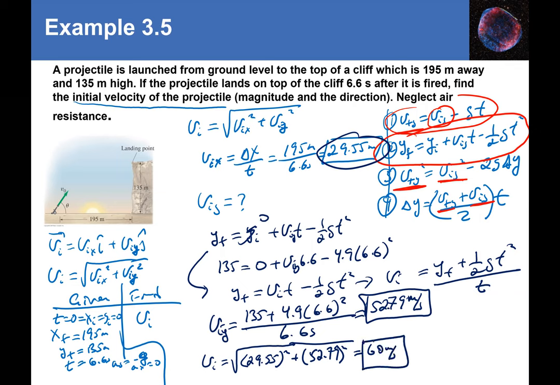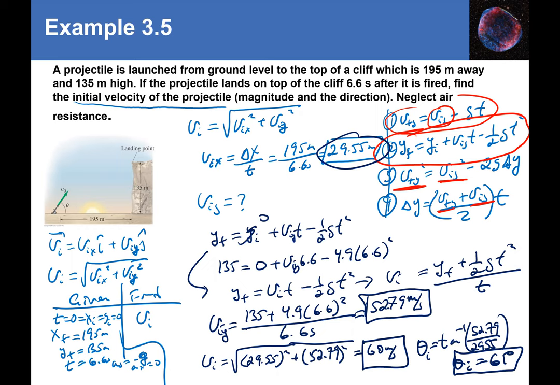That's my initial velocity magnitude. Well, how about direction? Remember, it says find the initial velocity, magnitude and direction. Then theta initial will be the inverse tangent of y over x. So 52.79 over 29.55. Then we're going to get theta initial of 61 degrees. And that's my answer for this problem.